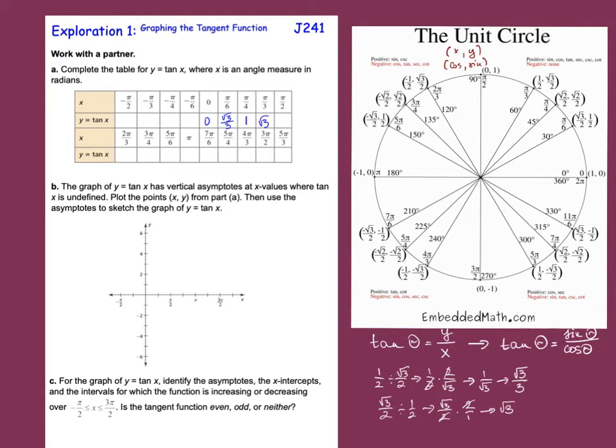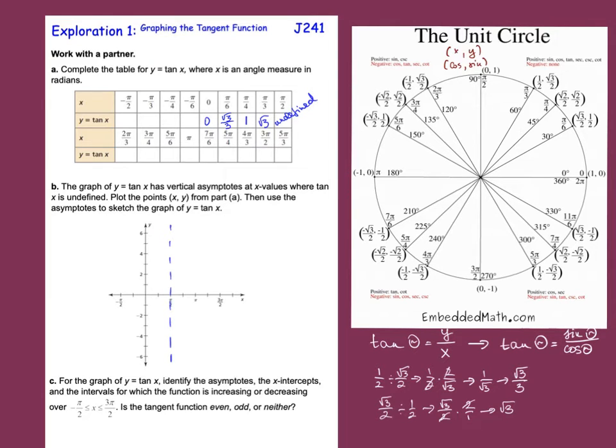So now we are going to move on to pi over 2, which is our 90-degree angle. And then we'll have 1 divided by 0. Everyone remembers that we cannot divide by 0. So this is going to be an undefined value, which means that we are going to have a vertical asymptote at pi over 2. So I'm going to right away graph that into my coordinate plane.